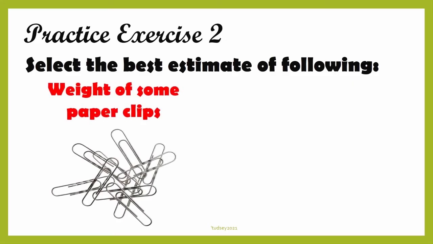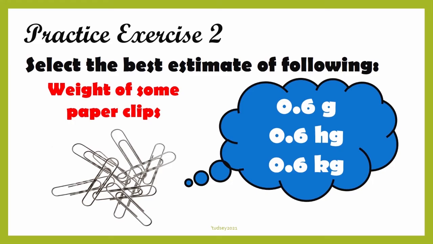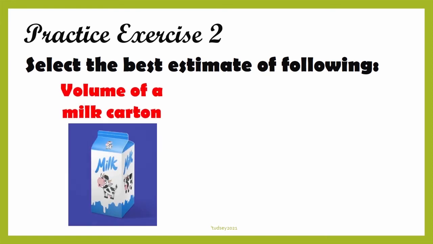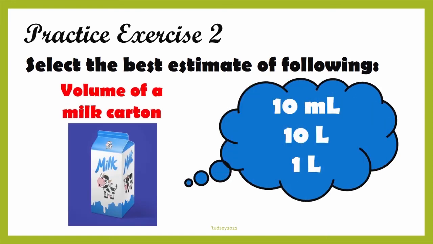Number 2. Weights of some paper clips. Is it 0.6 gram, 0.6 hectogram, or 0.6 kilogram? You're right. 0.6 gram is the best estimate for the weight of some paper clips. Number 3. Volume of a milk carton. Is it 10 milliliters, 10 liters, or 1 liter? Correct. 1 liter is the best estimate for the volume of the milk carton.